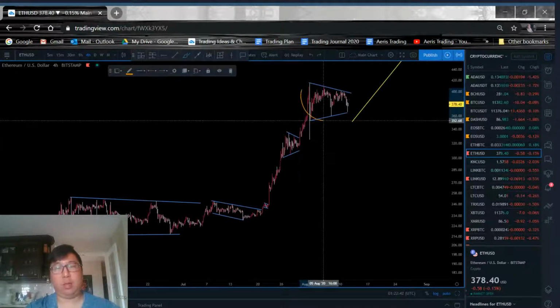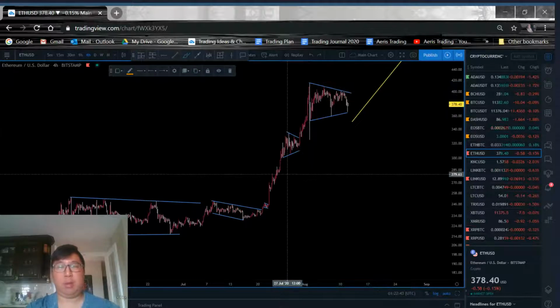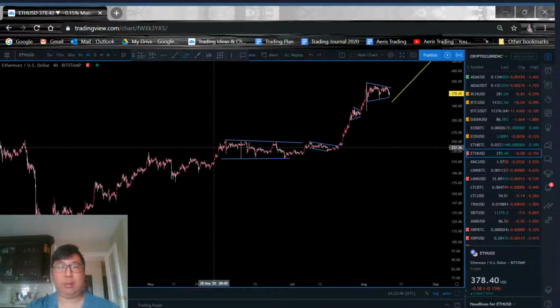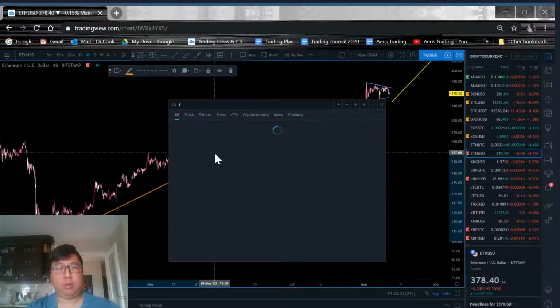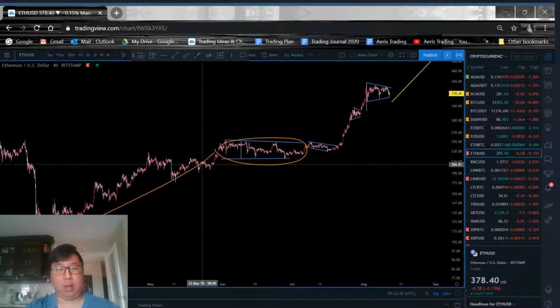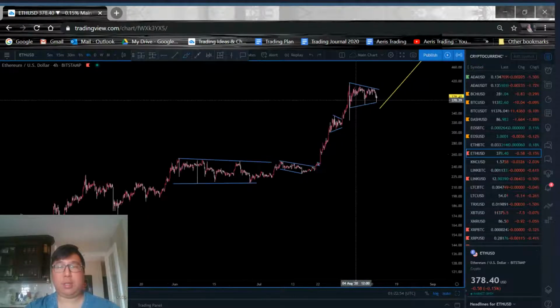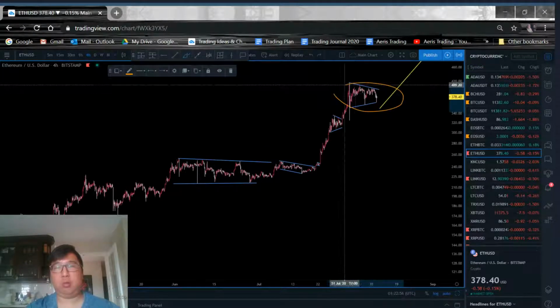Now it's just forming a larger correction. So think about, if we zoom back a little bit, how big this correction is to correct this overall bullish move to the upside. So expect something to correct here just as big before the push to the upside.